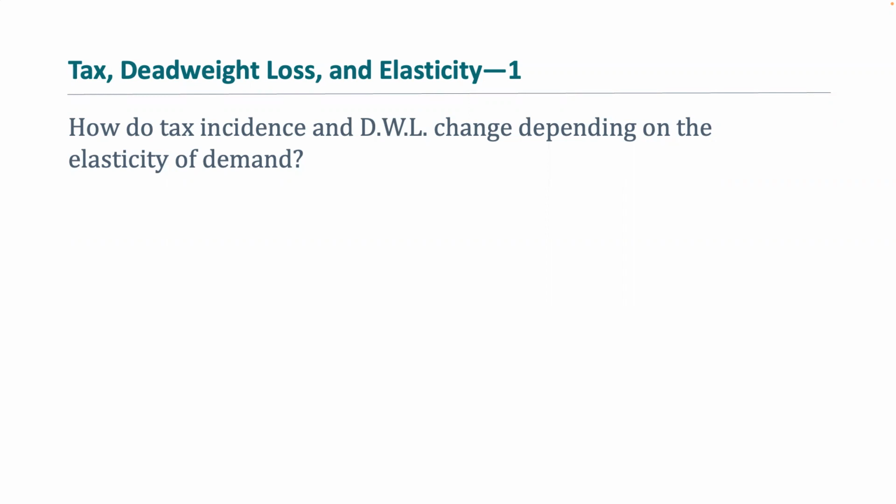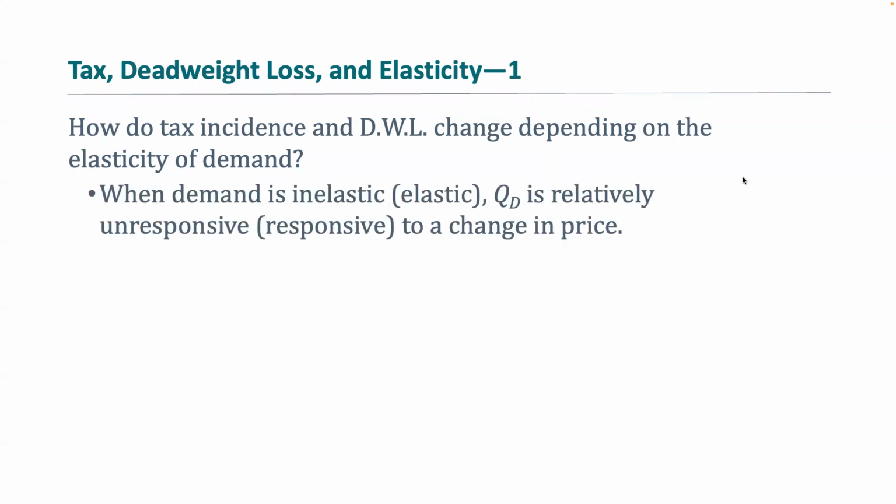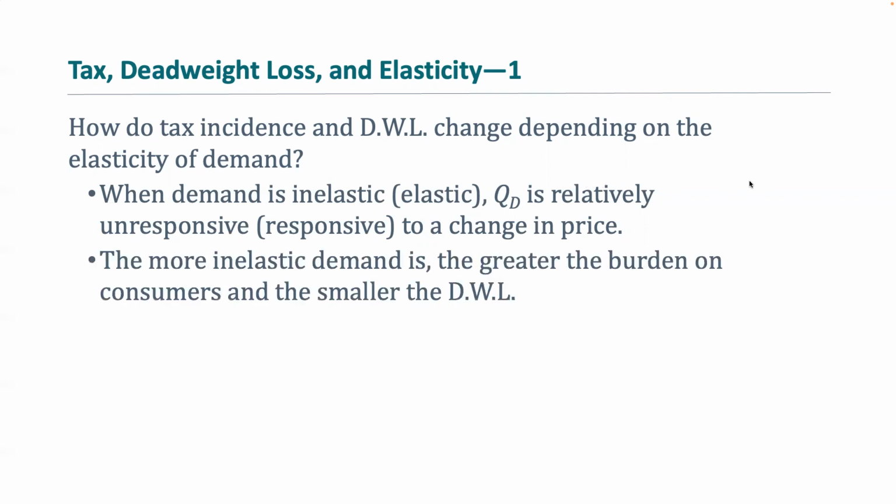So the first question they ask is, how do tax incidence and deadweight loss, or DWL, change depending on the elasticity of demand? When demand is inelastic, QD is relatively unresponsive to change in price. When demand is elastic, QD is relatively responsive to a change in price. The more inelastic demand is, the greater the burden on consumers and the smaller the deadweight loss.